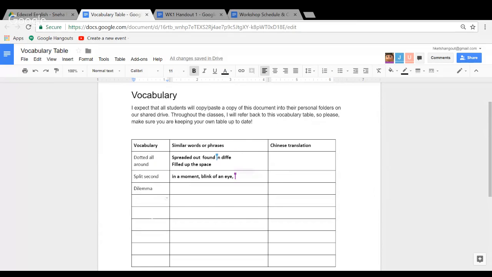Scattered. Yeah, good. Spread out or scattered or. Okay. Scattered over. Onto over. Space.